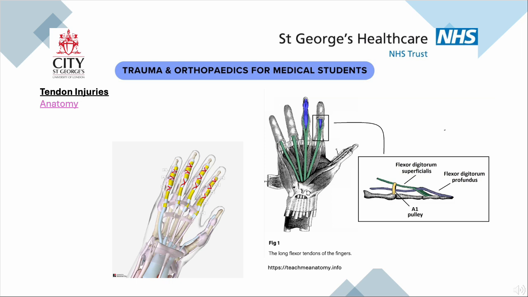We'll now look, the last topic is about tendon injuries. So a little bit of the anatomy of the flexor tendons. So you can see that the superficialis tendon divides and inserts into the middle phalanx, whereas the profundus tendon goes all the way and inserts into the distal phalanx. And there's the A1 pulley at the metacarpal head that I was talking about with trigger finger.